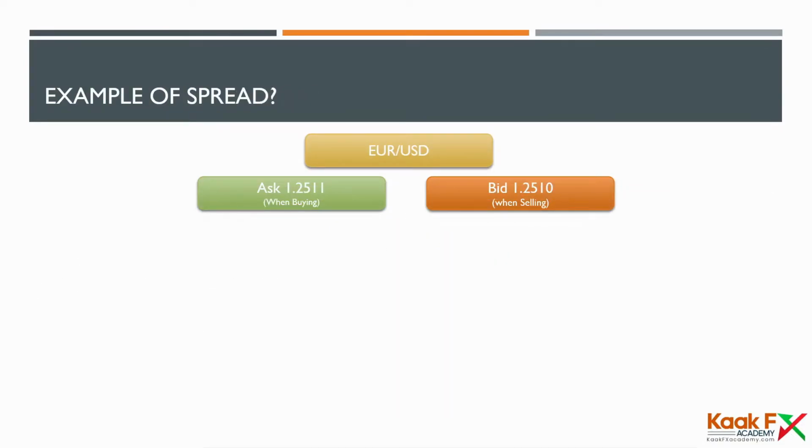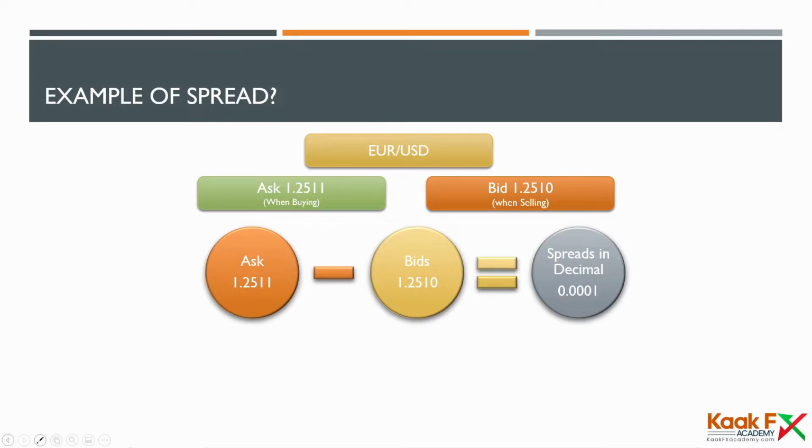Okay, let's take a look at an example of a spread here. We have the Euro US with an ask price of 1.2511 and a bid price of 1.2510. So in order to find the spread in decimal, that is the ask price minus the bid price, which is 0.0001. We know from the lesson earlier that 0.0001 is 1 pip.